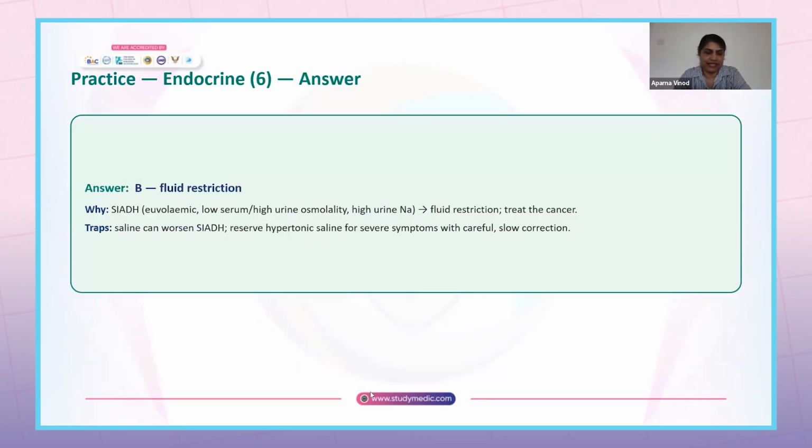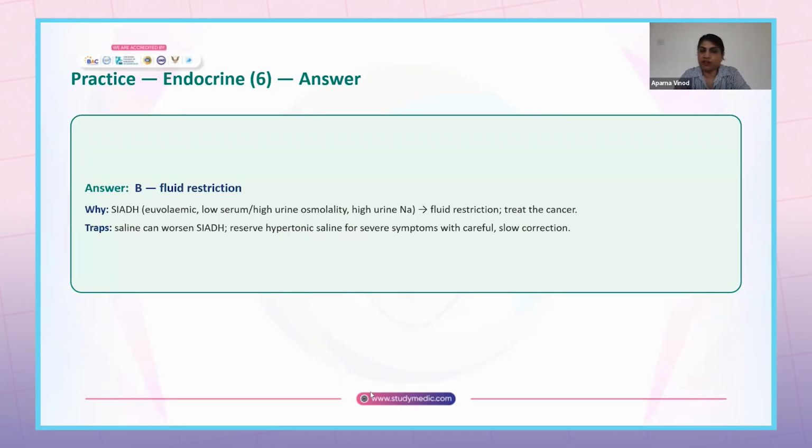It is SIADH. So you would go ahead with fluid restriction. Euvolemia, low serum osmolality, high urine osmolality, high urine sodium, that is SIADH. For that, you need to restrict the fluid and treat the cancer. So if you give saline at this point, it can worsen SIADH.